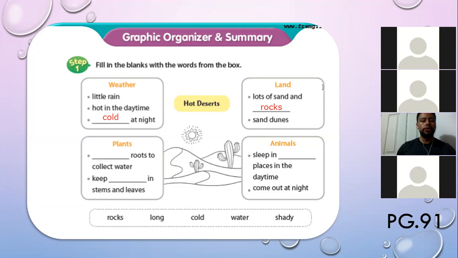Plants. We have roots. Long roots to collect water. Yes, they collect water. They accumulate water. Is long, right? Okay, it's missing one. Keep what? Keep water. Good.